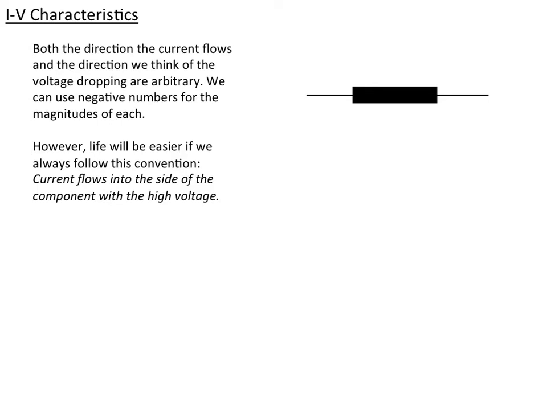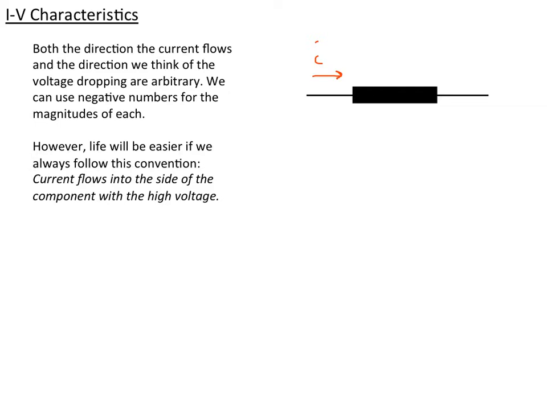Now, the voltage and current can be labeled as flowing in either direction or dropping in either direction, but we want to stick to convention. So I'm going to say here that the current is flowing in this direction. It might be a negative number, in which case the current is actually flowing to the left, but I have this freedom at the moment of saying the current is flowing in this direction.